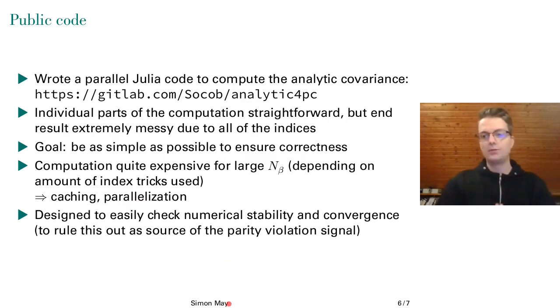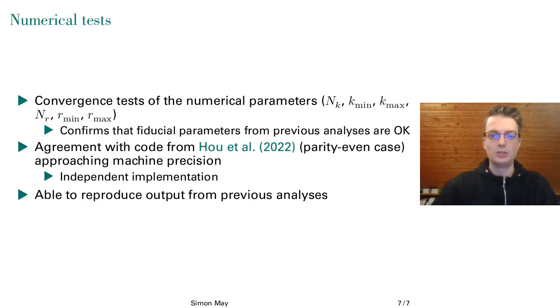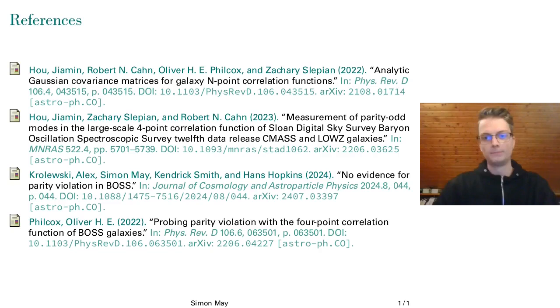Because when we started looking at this question, of course, we didn't know where the parity violation signal was coming from, and we wanted to make sure that it's not part of this really complicated computation. Right, and we have some convergence tests, which basically confirm that what the previous analysis did was fine. We also compare it with the pre-existing code in the parity-even case and the output from previous analyses, and we have very good agreement. So we're very confident that this all is working correctly and nothing strange is going on.